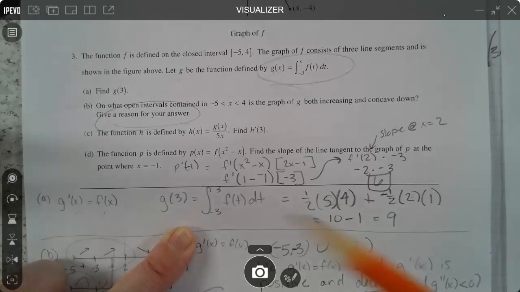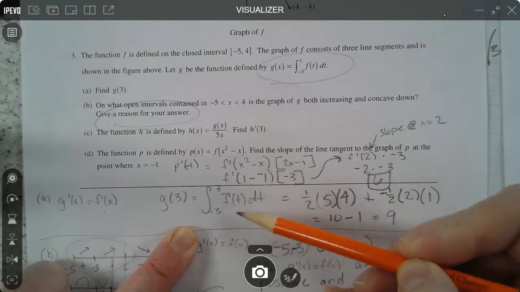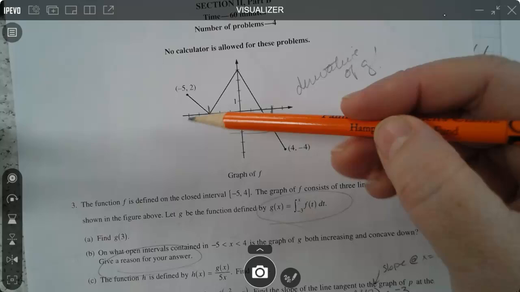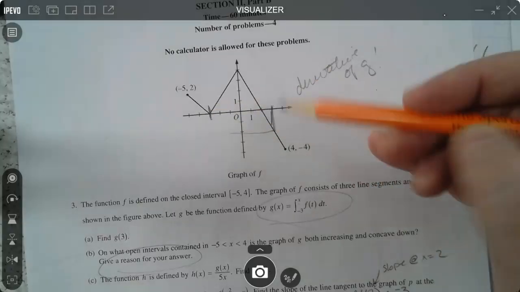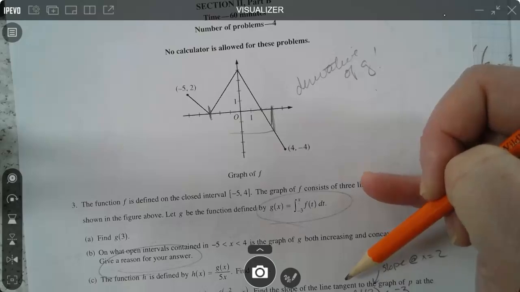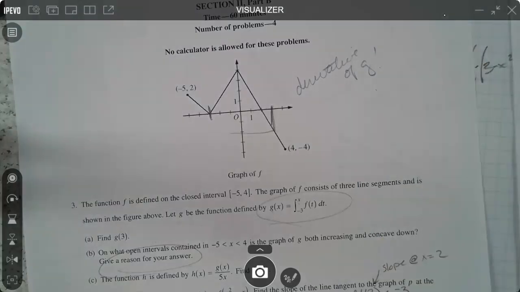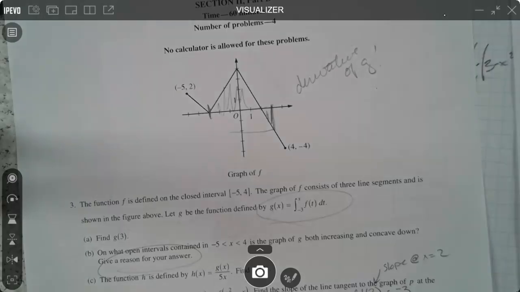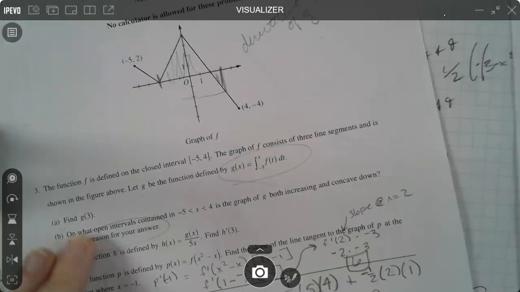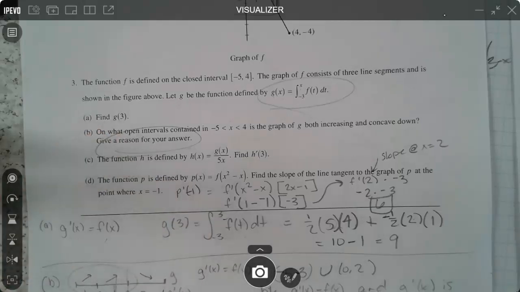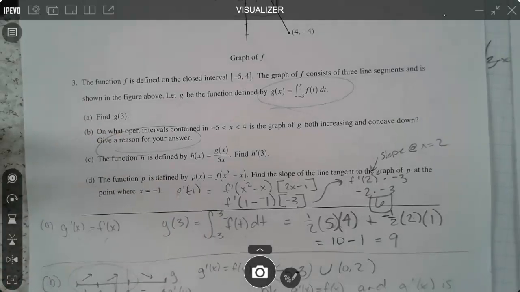Well, if you go from negative 3 to 3 on the graph of f, how do you find the area under if you don't have an equation? You don't have a calculator on this one. I see a bunch of triangles. Area and area. This was 1 point only. You just got 1 point for the answer, which was 9.